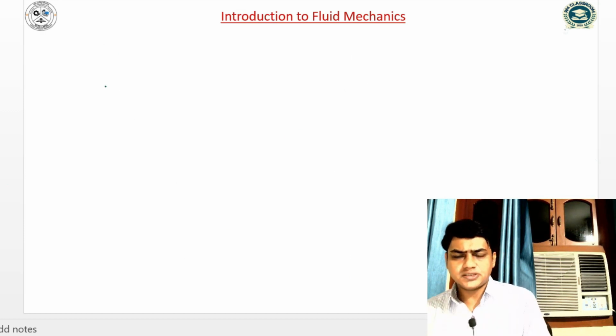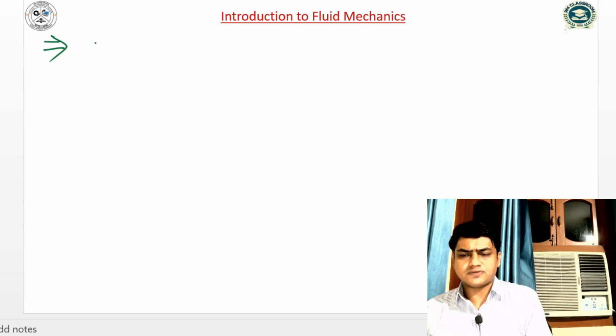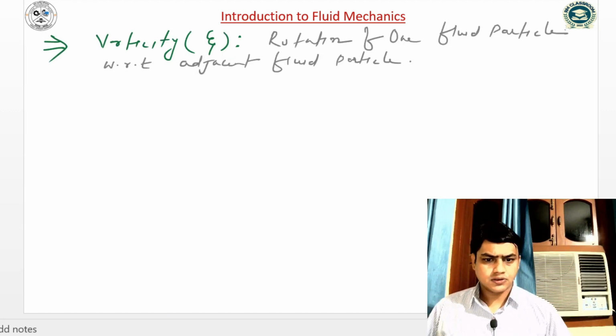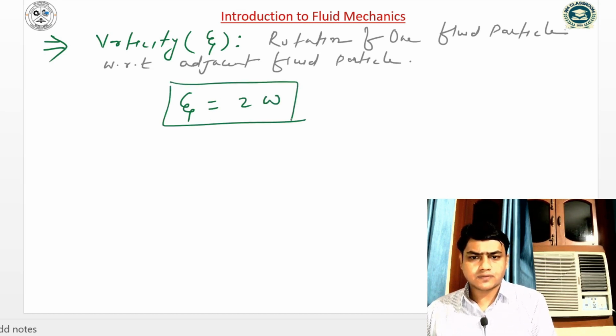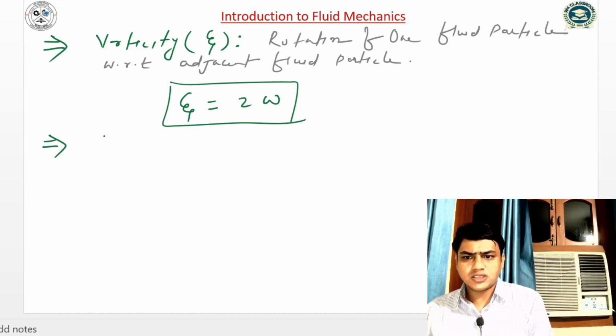After that I have discussed what is vorticity. Vorticity is defined as the rotation of one fluid particle with respect to the adjacent fluid particle, and this vorticity can be written as 2 times the angular velocity. So if I compute the vorticity in x, y, z direction, it is 2 times omega x, omega y or omega z.